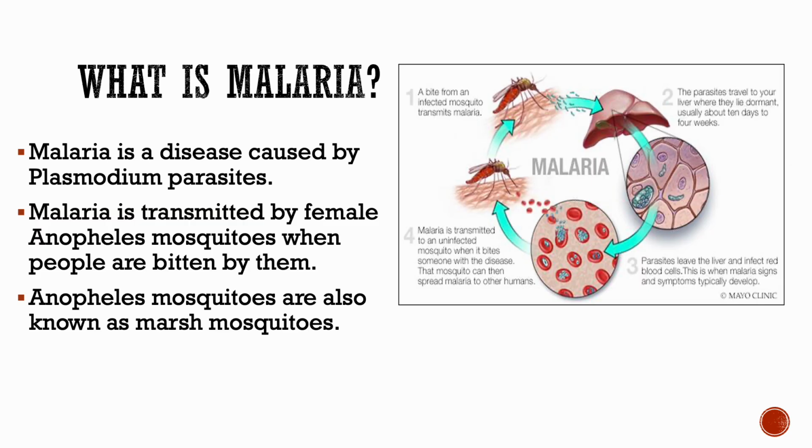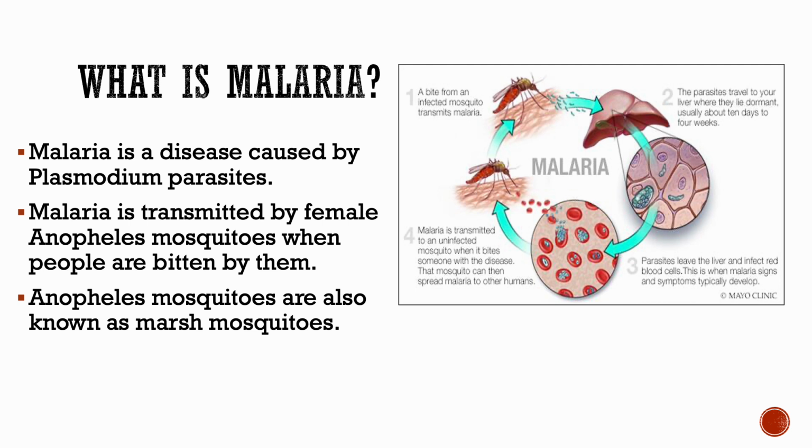What is malaria? Malaria is a disease caused by Plasmodium parasites. Malaria is transmitted by female Anopheles mosquitoes when people are bitten by them. Anopheles mosquitoes are also known as marsh mosquitoes. They are usually found in tropical climates, especially near bodies of water.